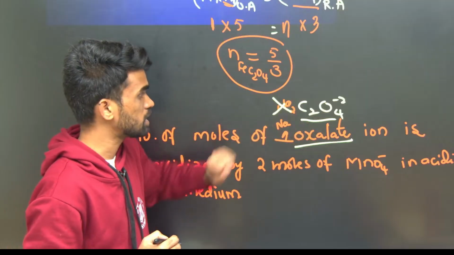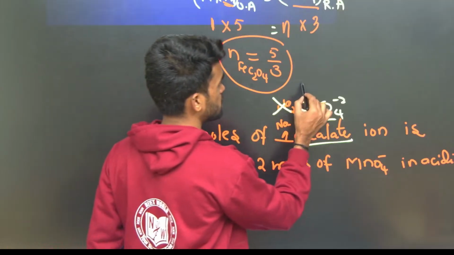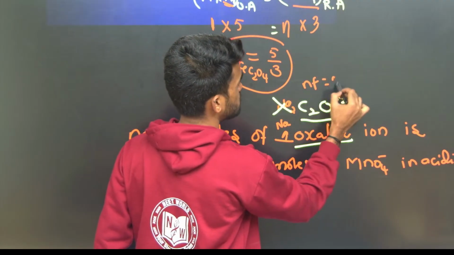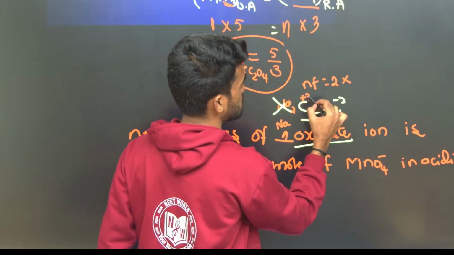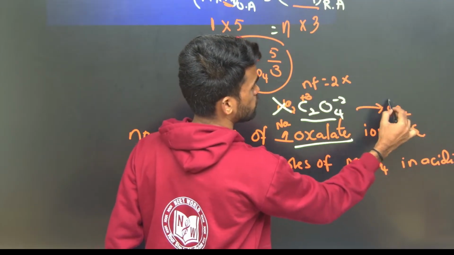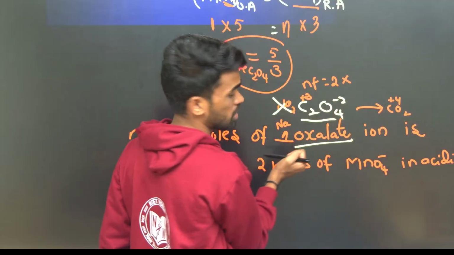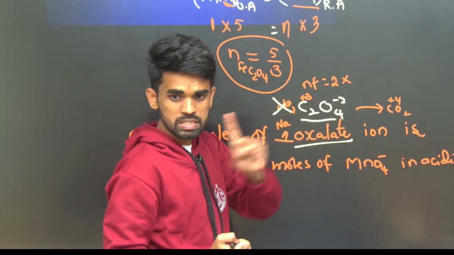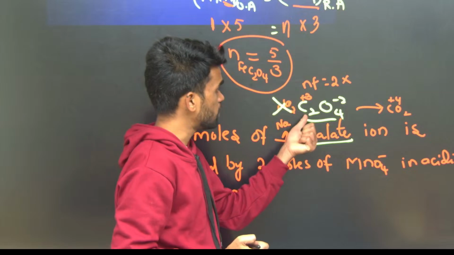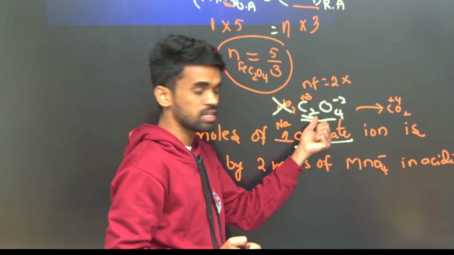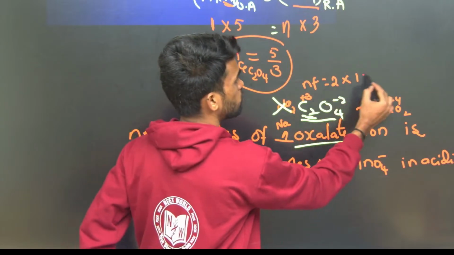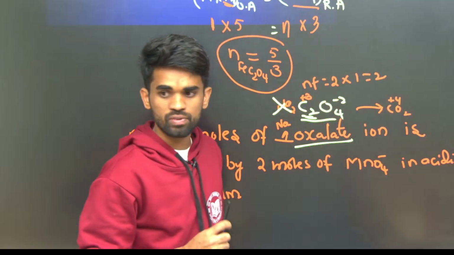So, what is the N factor in that case? What is the N factor you will get here? 2 carbons, each carbon goes from +3 to +4 in CO2. What is the number changed here? 3 to 4 means 1 electron for each carbon. How many carbons are there? 2 carbons. So, 2 into 1 means 2. N factor will be 2 for oxalate.